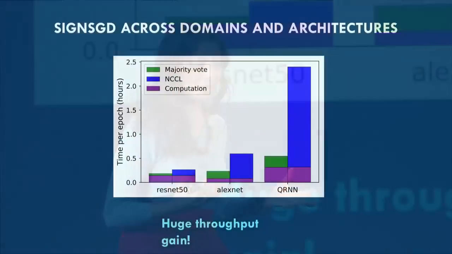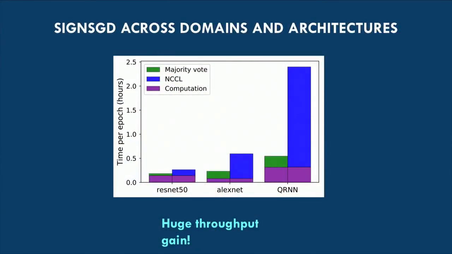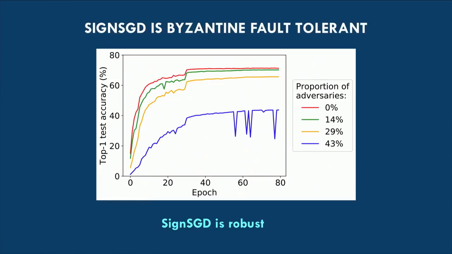And in fact, across other architectures, we've seen a lot of promise. For instance, for language tasks, the QRNN, we found an even bigger speed up in terms of communication compared to NCCL. By the way, all these benchmarks were comparing to NCCL, which recently got open sourced from NVIDIA. And it turns out this signSGD is also Byzantine fault tolerant.